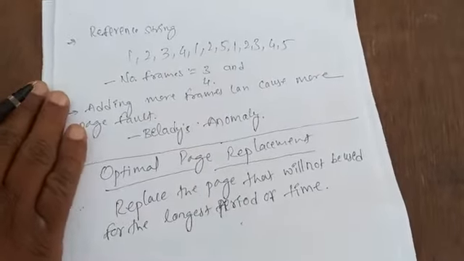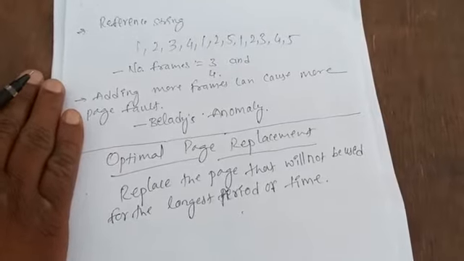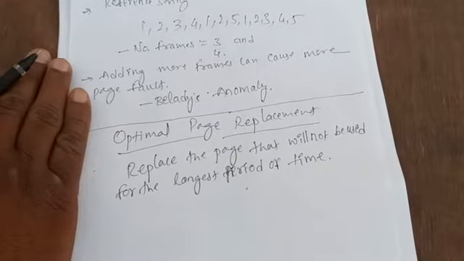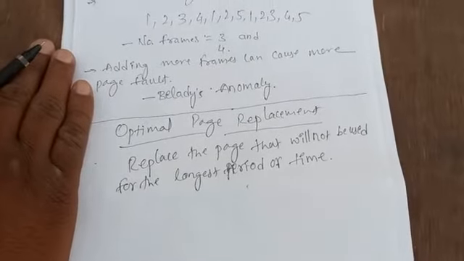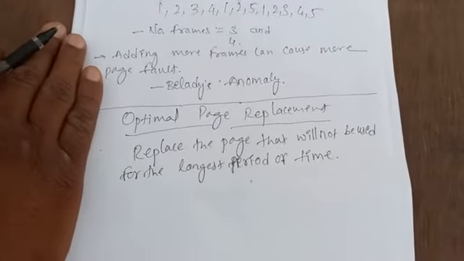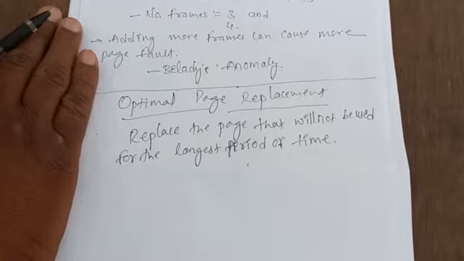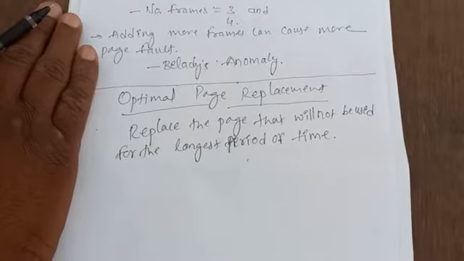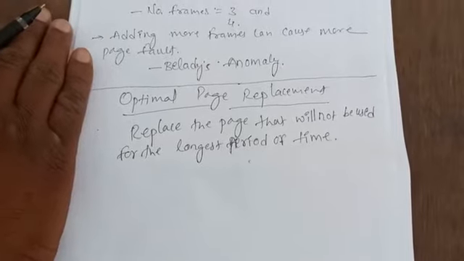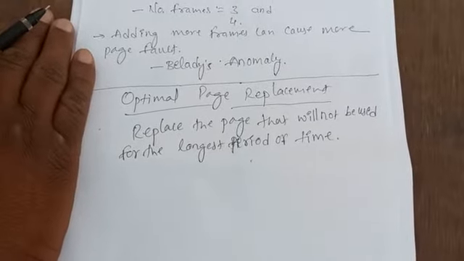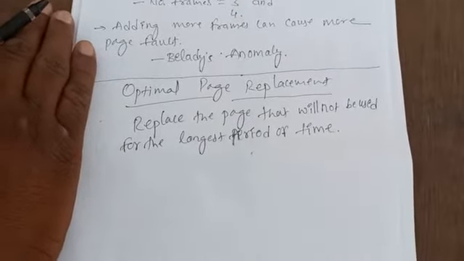So to overcome this problem we are using the optimal page replacement. It is one of the best, most efficient algorithms, which is going to produce the minimum or optimal number of page faults. Now how are we going to implement this algorithm? We are going to replace the page that will not be used for the longest period of time. We are going to implement this algorithm using this method.